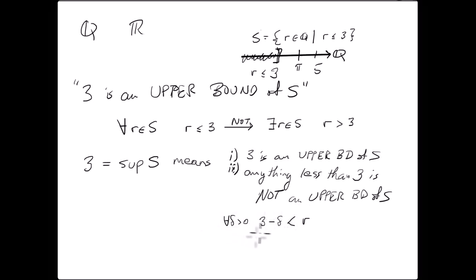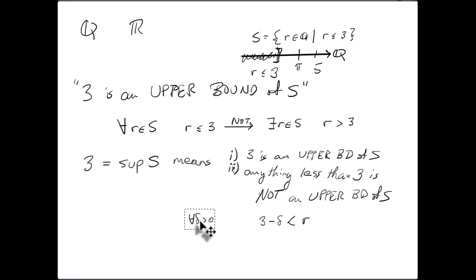Quantifiers matter, so that happens after the choosing. So the quantifiers matter, so I first have to pick a number less than 3. Then that thing is not an upper bound, so then I insert the definition from above. So now there exists some element of S that's bigger.